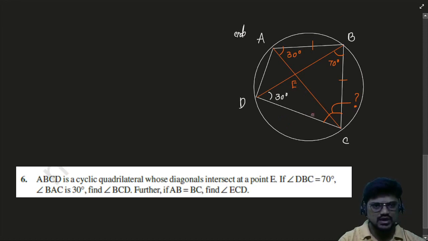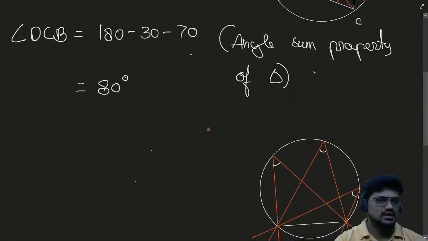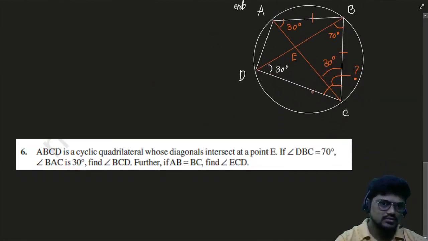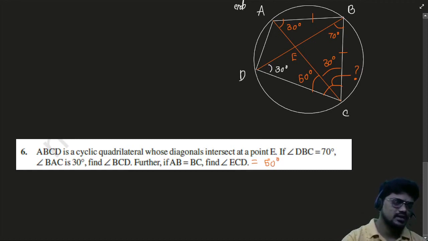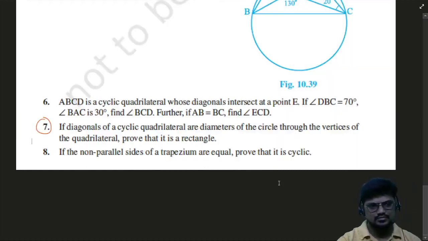ECD. That means you need this angle. That's very simple. See, if this is 30 and these sides are equal, then this angle will be 30 degrees. Isosceles triangle property. Yes or no? And what was angle DCB? That was 80. So this angle will be 50 degrees. That's it. Angle ECD will be 50 degrees. Is that clear?